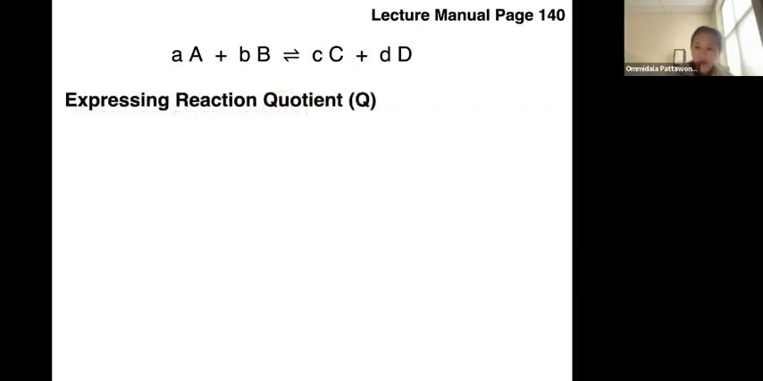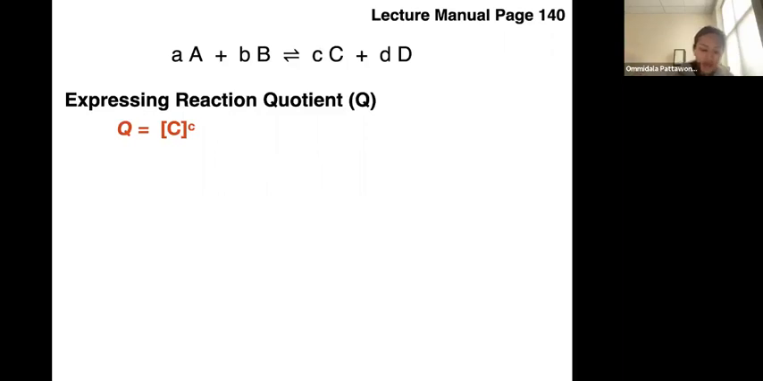Now let's take a look at the mathematical expression of these two terms, so that you understand them a little bit better. I'm going to use the generic equation A plus B going to C plus D, which is a reversible reaction. In order to express the reaction quotient Q, you express it as the concentration of the products over the concentration of the reactants. But note that all the coefficients have to be exponents. You raise the concentration of each product to the power of its coefficient.